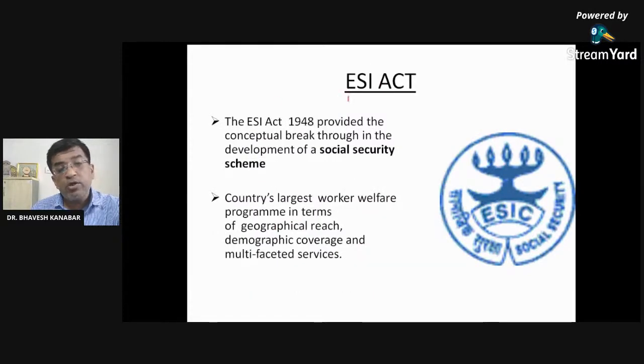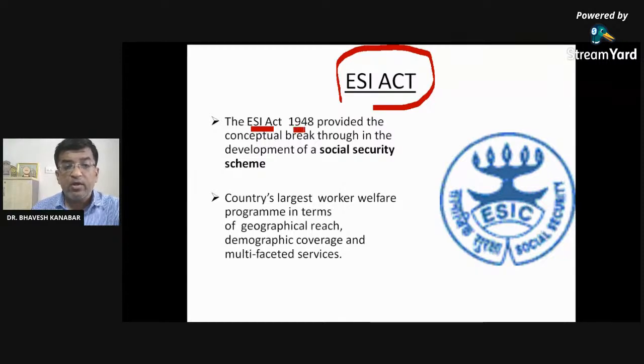Now that was all about the Factory Act. Now the ESI scheme or ESI Act. So ESI, Employees State Insurance, right? Employees State Insurance Act 1948. It provided the conceptual breakthrough in the development of, that was the major breakthrough, right? That was the major development. Breakthrough means major development in the social security scheme. So this is regarded as a social security scheme.